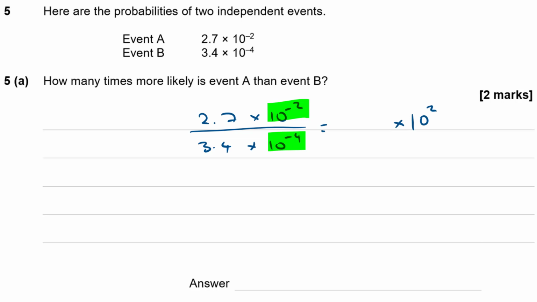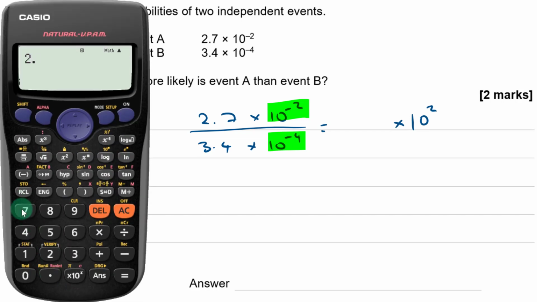The mantissa part I can get by dividing 2.7 by 3.4. So I'm just going to tap that into my calculator. 2.7 divided by 3.4. That gives me 0.794.